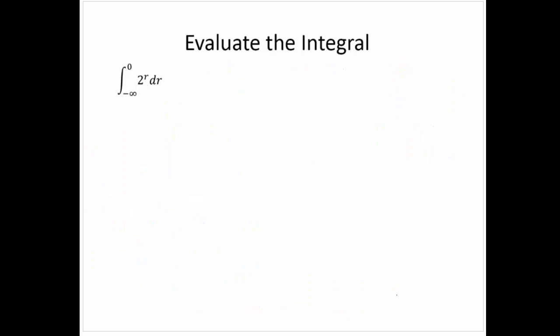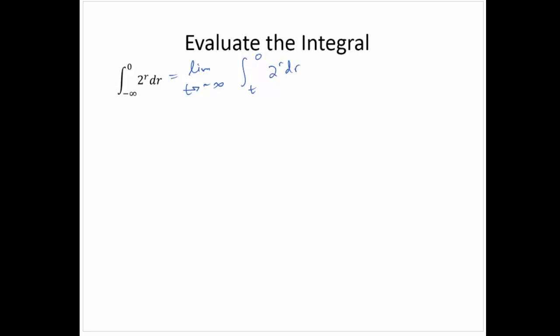Alright, consider the integral from negative infinity to 0 of 2 to the r dr. This would be another opportunity for you to try this one on your own, so now would be a good time to pause. Alright, since I have the lower boundary at negative infinity, I will rewrite this as the limit, t approaching negative infinity, of the integral from t to 0 of 2 to the r dr.